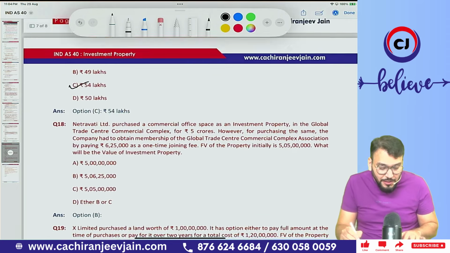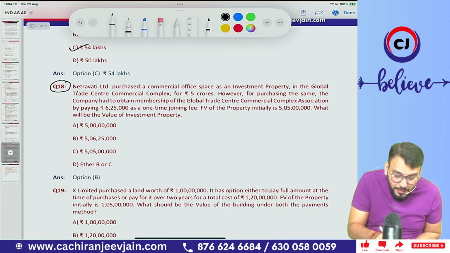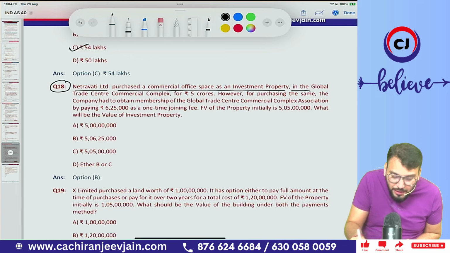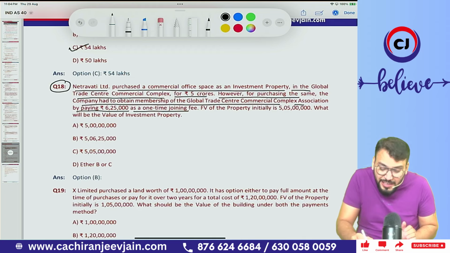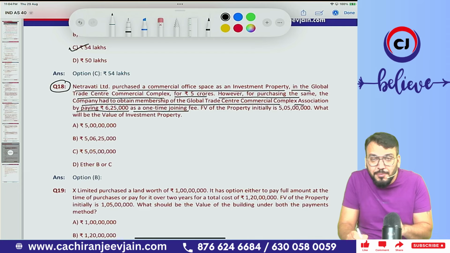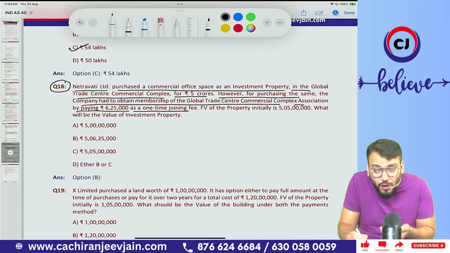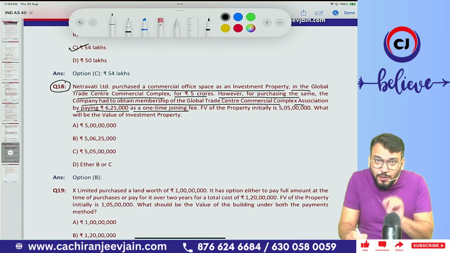Chalega? Yes sir. Coming to question 18, Netravati Limited purchased a commercial office space as an investment property in the Global Trade Center commercial complex for rupees 5 crore. So this becomes the purchase price. However, for purchasing the same, the company had to obtain membership of the Global Trade Center Commercial Complex Association by paying 6,25,000 as a one-time joining fee. Can you see, this is required to obtain, which means they can purchase the same only by obtaining the membership. Therefore, this becomes a directly attributable cost for the acquisition of that asset. Therefore, it will be capitalized.